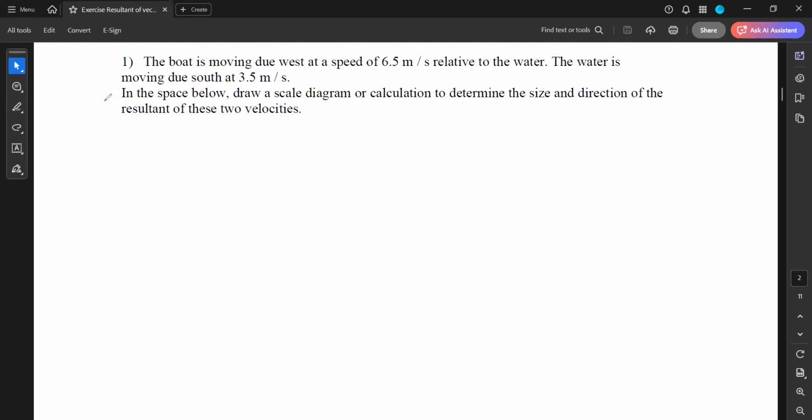In the first question, the boat is moving due west at a speed of 6.5 meters per second. The water is moving due south at 3.5 meters per second. In the space below, draw a scale diagram or calculation to determine the size and the direction of the resultant of this velocity.